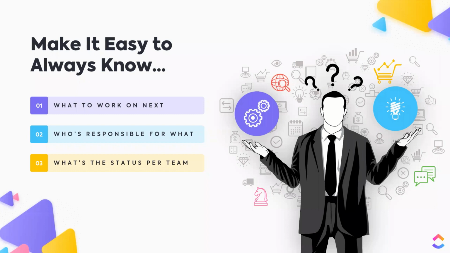We want to always know who's responsible for what by assigning very precisely per role. And we want to always know what's the status per team so that we're continuously aware of potential roadblocks and find where they come from.